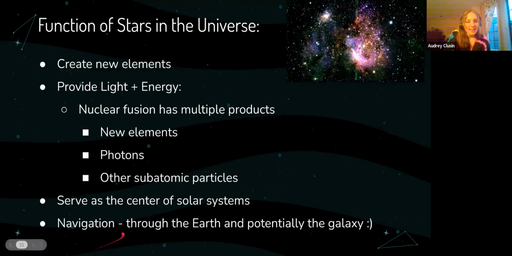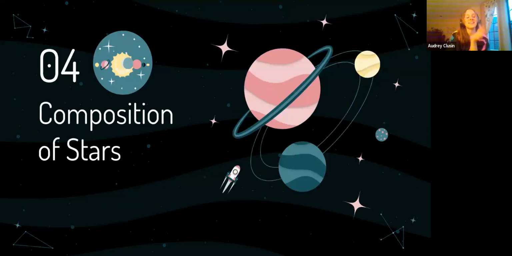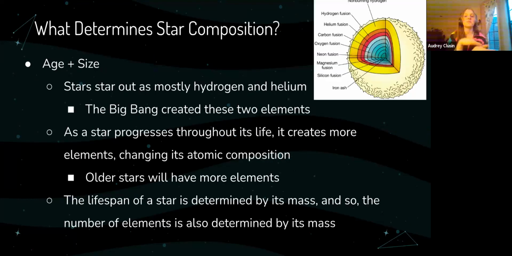Anyways, stars, if they have a solar system, serve as the center of their solar system. And for us, they help us navigate throughout the sea. I talked about that on the first day. And potentially, if we want to do space exploration, they would help us navigate the galaxy, which is cool. Anyways, onto the composition specifically.